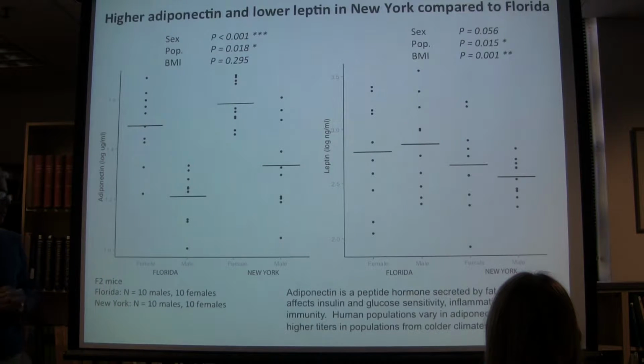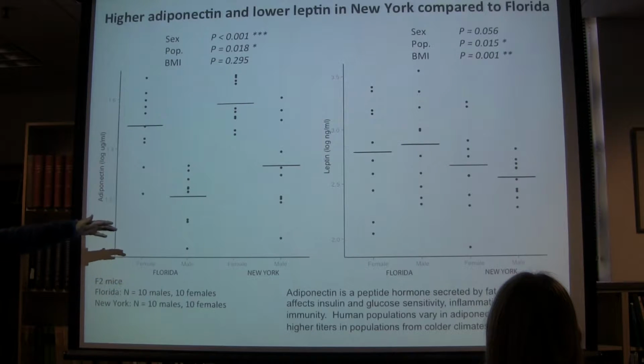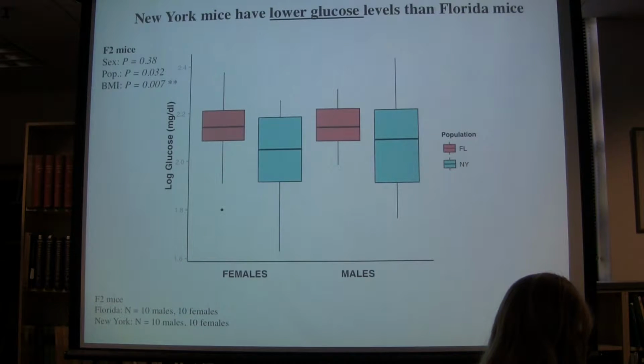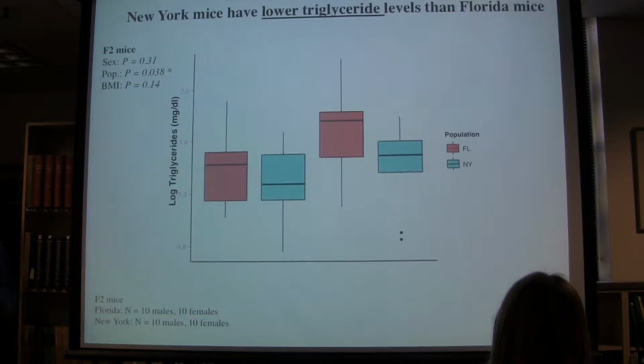Adiponectin is a peptide hormone secreted by fat tissue that affects insulin and glucose sensitivity. Human populations also vary in adiponectin levels, and there are higher titers in populations from colder climates. So there's some consistency between metabolic differences that we see in humans and in these mice. There are lower glucose levels in New York than in Florida. I'm just going through these to give you a feel for the fact that there are many phenotypic differences. And lower triglyceride levels in New York than in Florida.